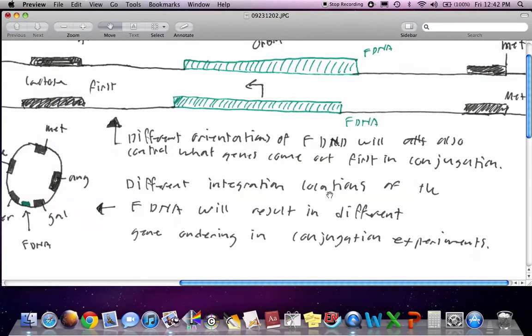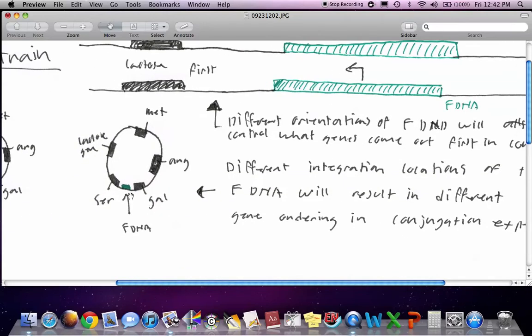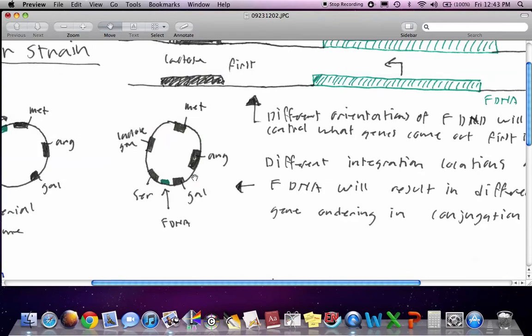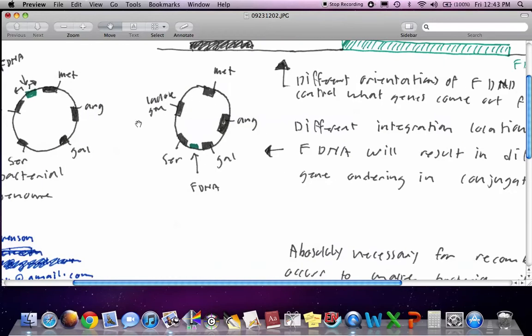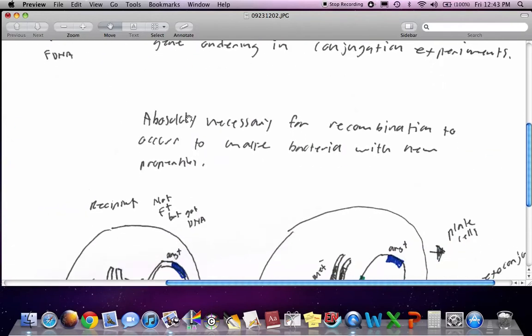And then different integration locations of the fDNA will result in different gene ordering in conjugation experiments too. So if this one started transferring its DNA during the conjugation, then either serine would come out first, or GAL would come out first. This was a big mental leap a couple of students got when they came to discussion: the orientation of the fDNA and the integration location really determine the gene ordering. And it's absolutely necessary for recombination to occur to make bacteria with new properties.